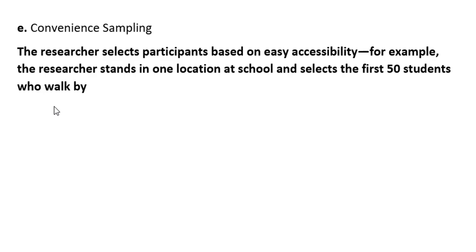The last sampling technique I want to introduce in this video is convenience sampling. The researcher selects participants based on easy accessibility. For example, the researcher stands in one location at school and selects the first 50 students who walk by. Another example of convenience sampling is when you give the survey to your friends to do the research.